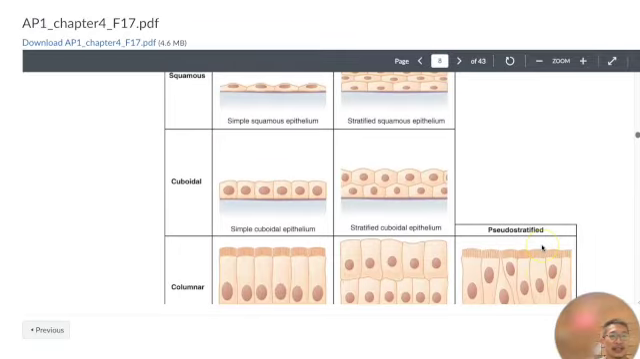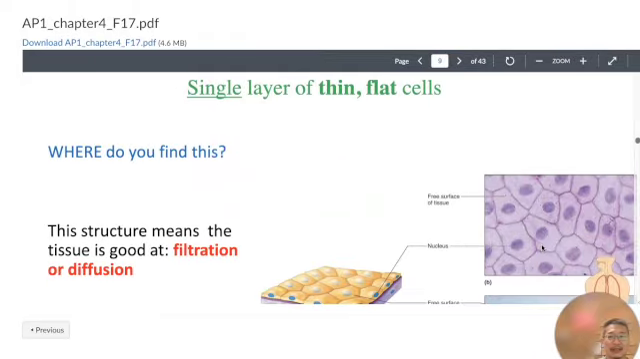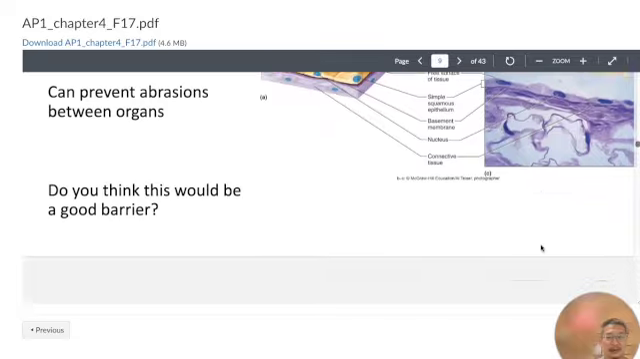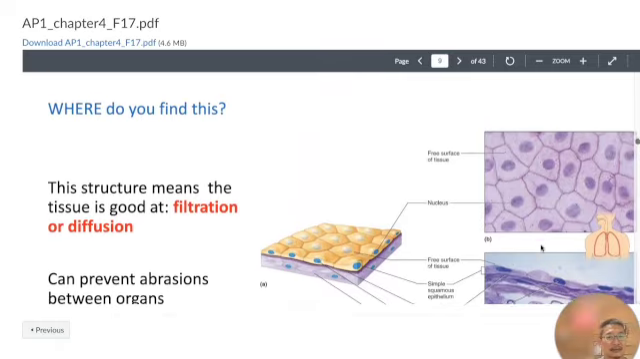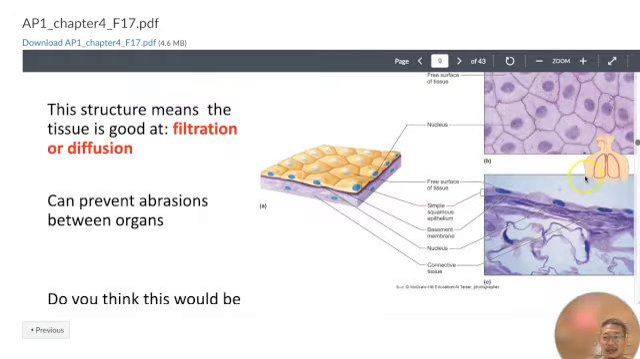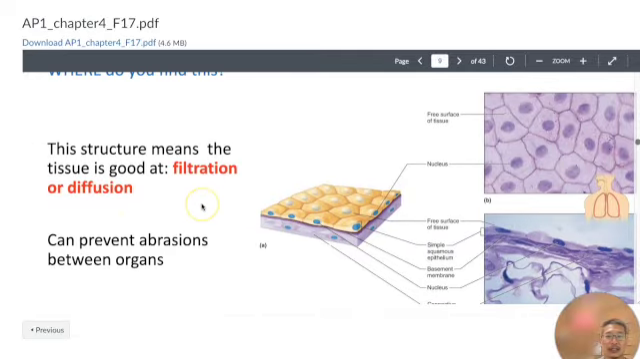So simple squamous, thin, flat. Normally you would find them in the lungs, kidneys, and capillaries. It doesn't say it here, so take notes. Lungs, kidneys, and capillaries. Its purpose is for filtration and diffusion, so things can quickly get through and out.